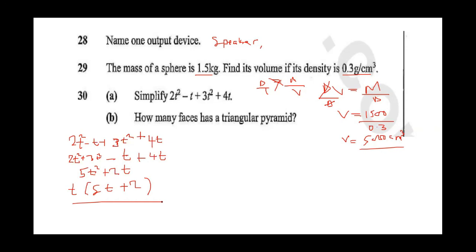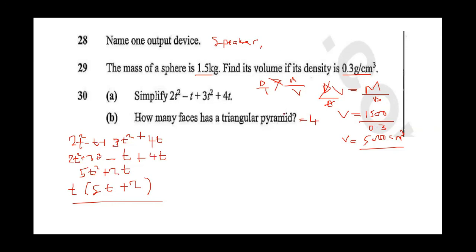All right. Now we are trying to look at how many faces a triangular pyramid has. A triangular pyramid, you should be able to recognize, simply has 4 faces. So a triangular pyramid has got 4 faces.